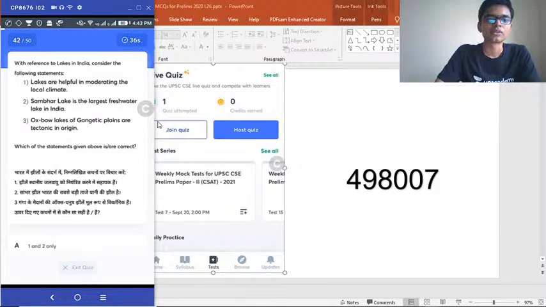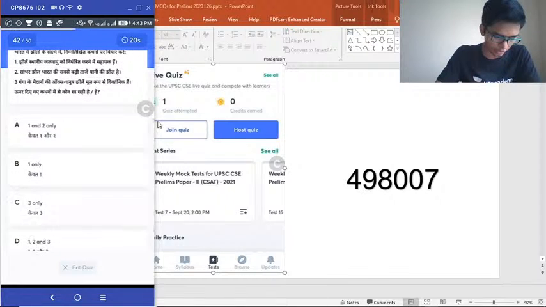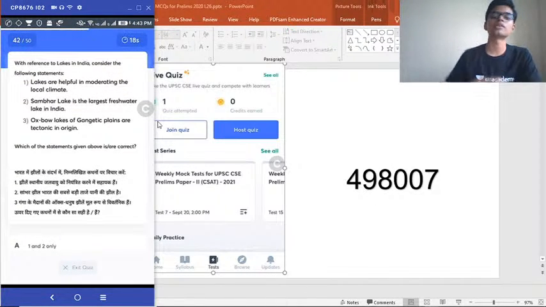Question 42. With reference to lakes in India, consider the following statements. 1. Lakes are helpful in moderating the local climate. 2. Sambar Lake is the largest freshwater lake in India. 3. Oxbow lakes of Gangetic Plains are tectonic in origin. Which of the statements given above is or are correct? 1 and 2, 1 only, 3 only, 1, 2, 3. Simple question again.